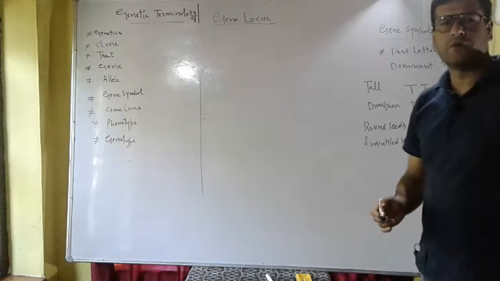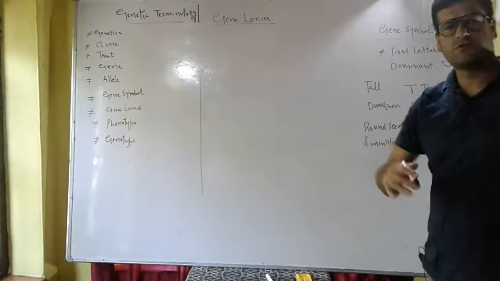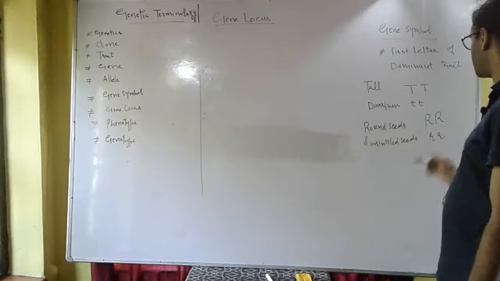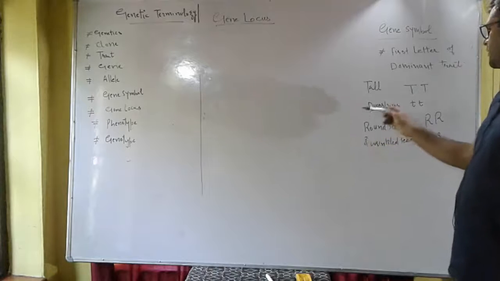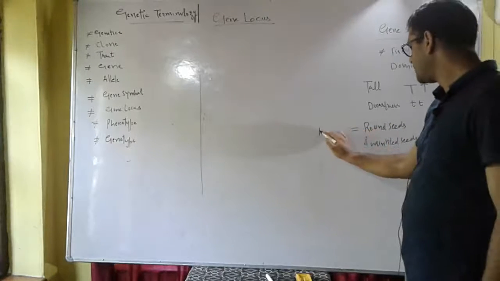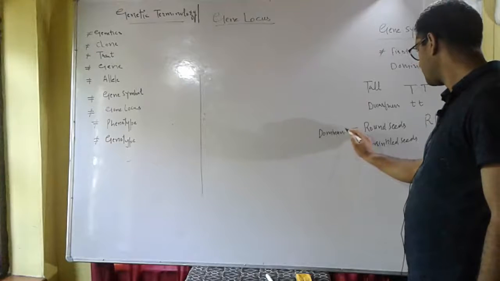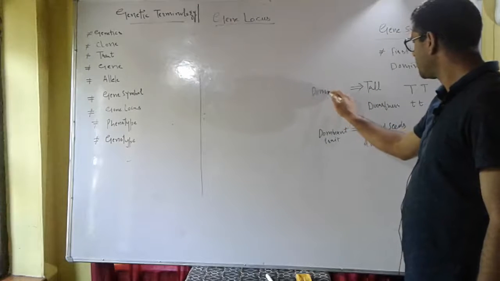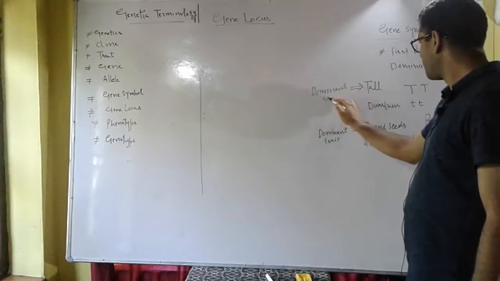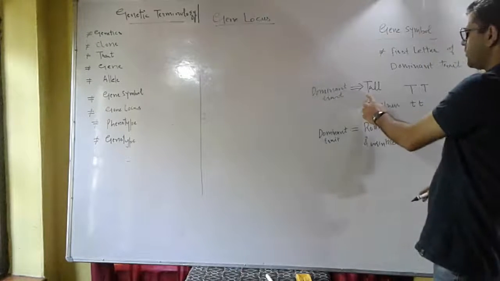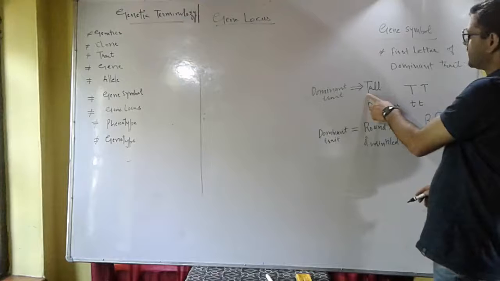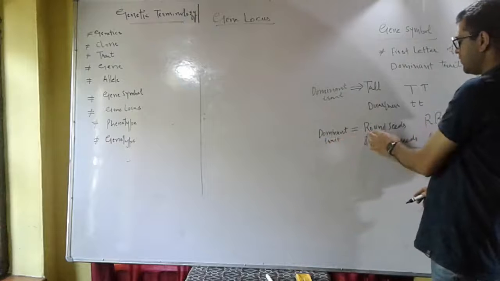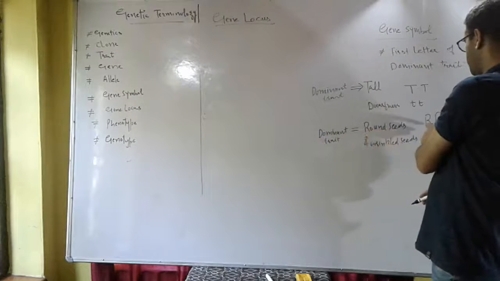Round is the dominant trait, and auriculate is the recessive trait. So we can say capital R and small r. The first letter of the dominant trait is used to designate the gene. So we have tall, capital T, dwarfness, small t. The dominant trait is round seeds, so capital R, small r.